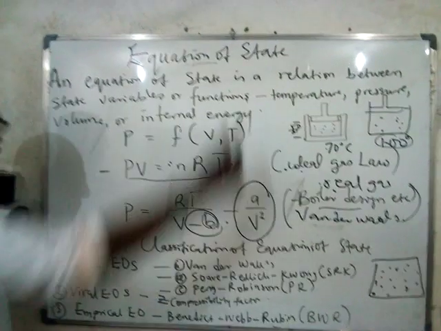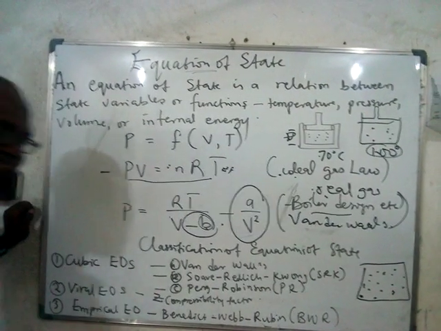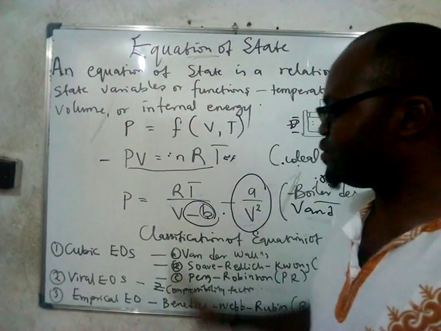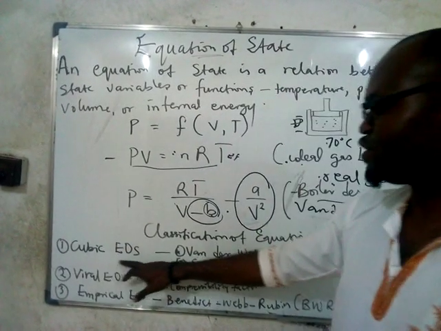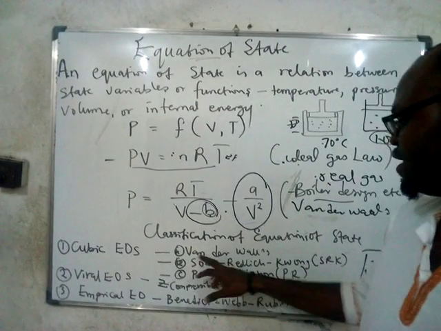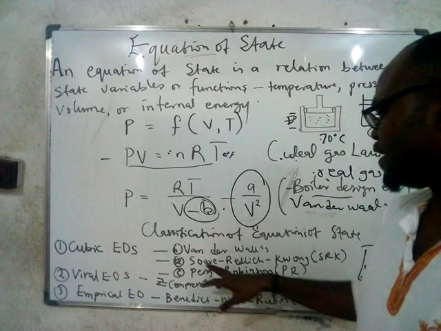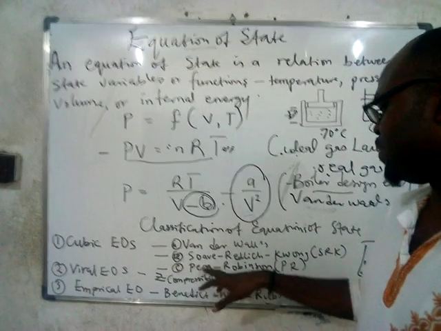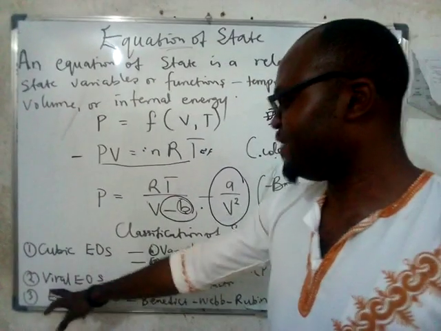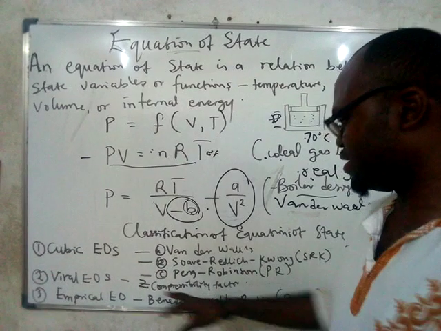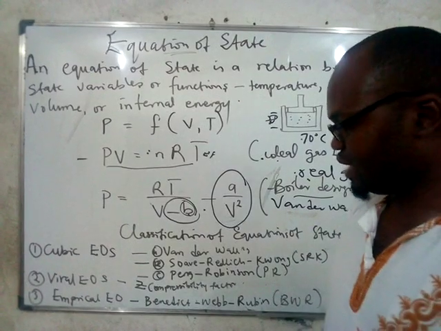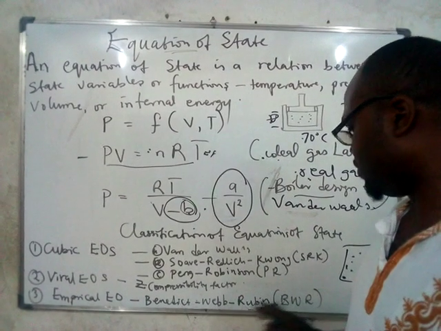So these equations of states are classified into three. Some textbooks will give you more classification, but for this lecture, we are going to be considering three classifications. Cubic equation of state. Whenever you see EOS, simply means equation of state. Cubic, and under that we have van der Waals equation, like we've written here. You have Soave-Redlich-Kwong equation, and you have Peng-Robinson. In subsequent classes, I'm going to be digesting all this for you. You also have Virial equation that utilizes Z, compressibility factor. You also have what we call empirical equation of state, which has the example as Benedict-Webb-Rubin equation.